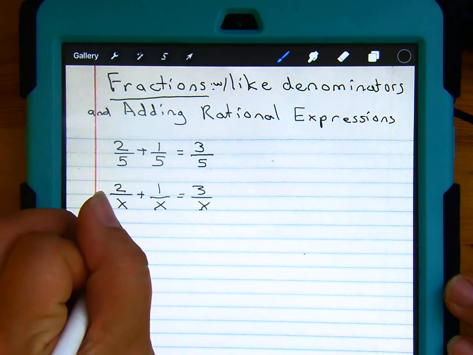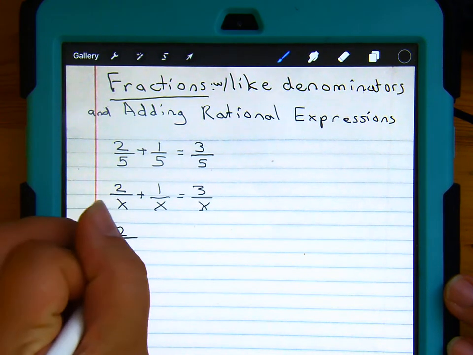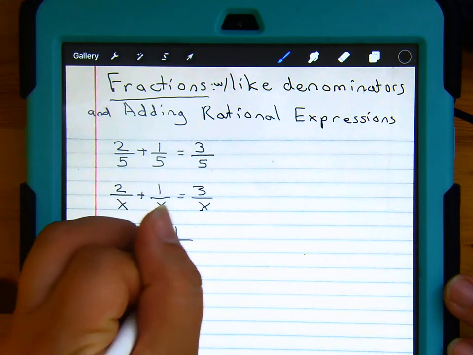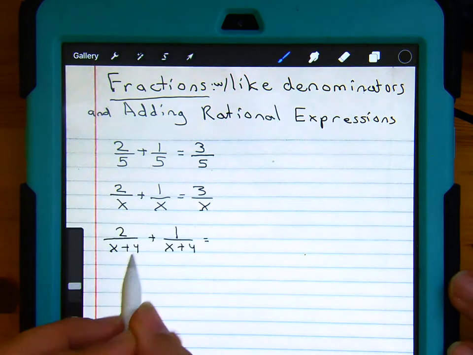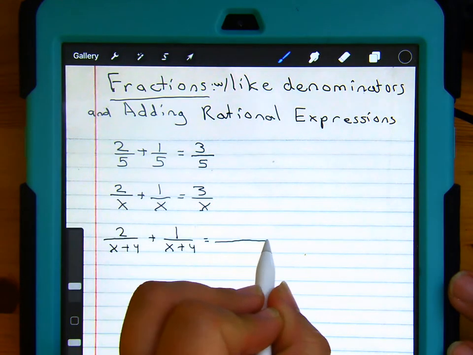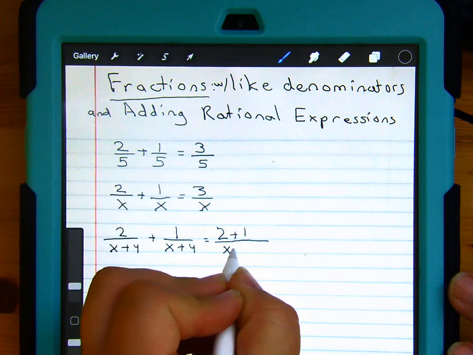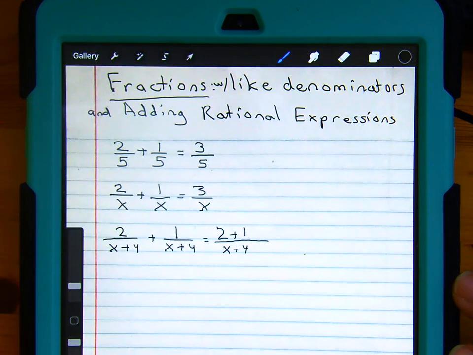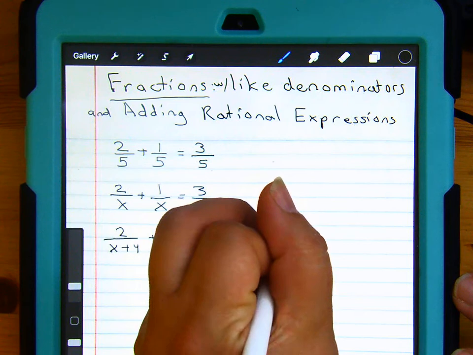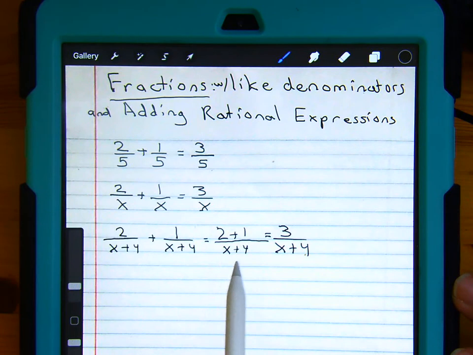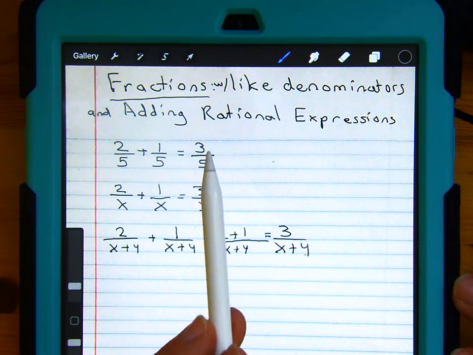So even if we expand this, and let's say 2 over x plus 4, and 1 over x plus 4, this is just going to all come over 1 variable. We're going to have 2 plus 1 over x plus 4, which reduces down to just simplifying of 3 over x plus 4. Do you necessarily have to show this step here? No, but it is going to come in helpful when we start doing larger, more complicated rational expressions.